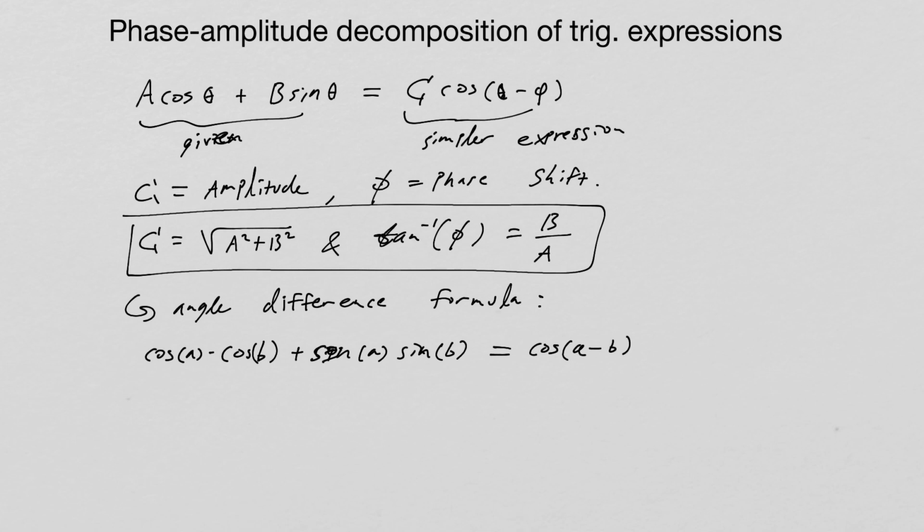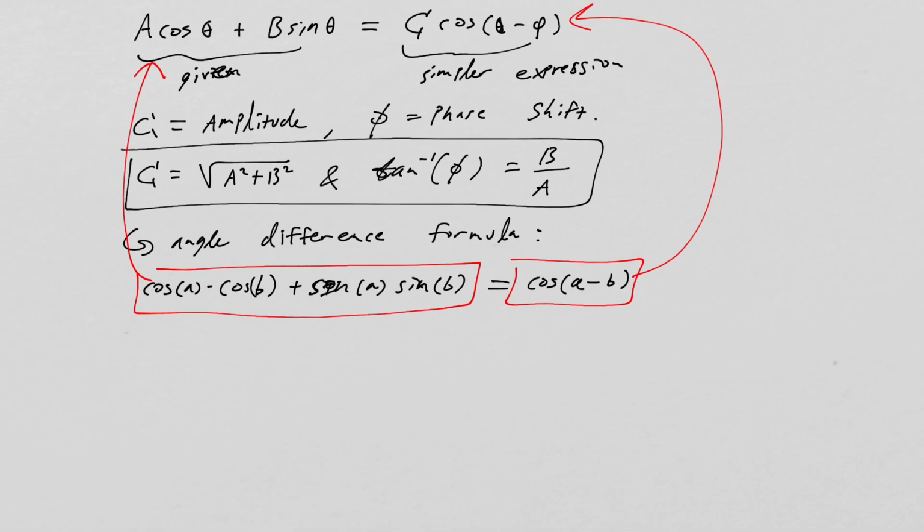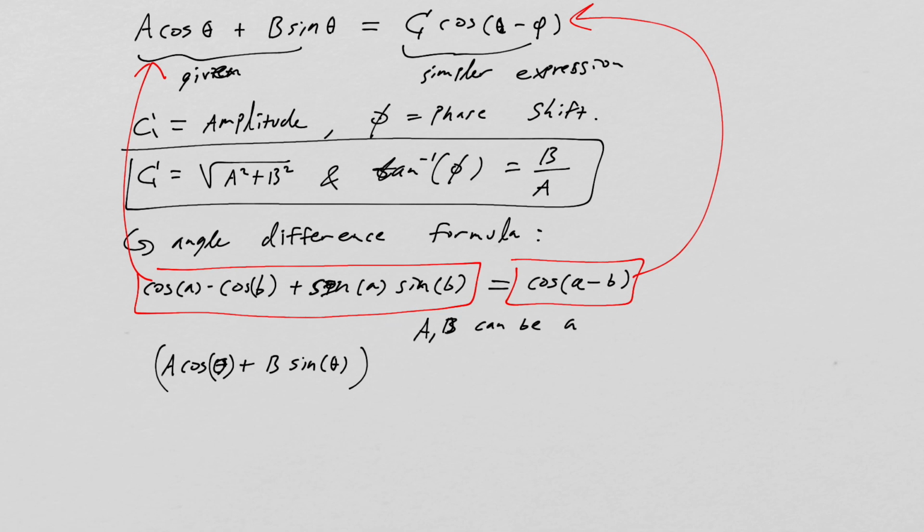And we can see up here, that looks a lot like our expression there. And this expression here looks a lot like our expression there. So to get an understanding of how this works, let's see if we can start again from A times cosine theta plus B times sine theta. All right, so in this case, A and B can be any value.